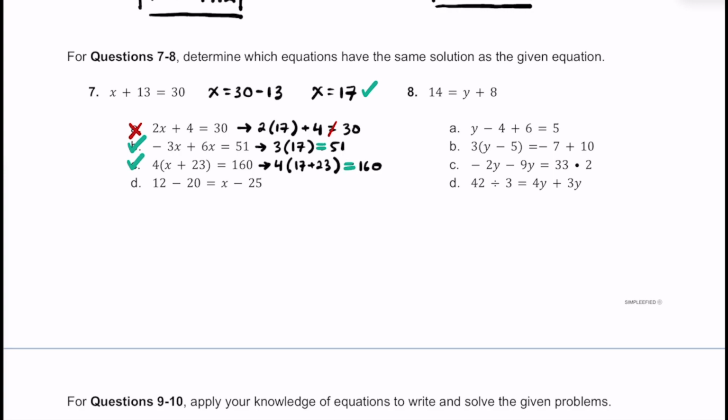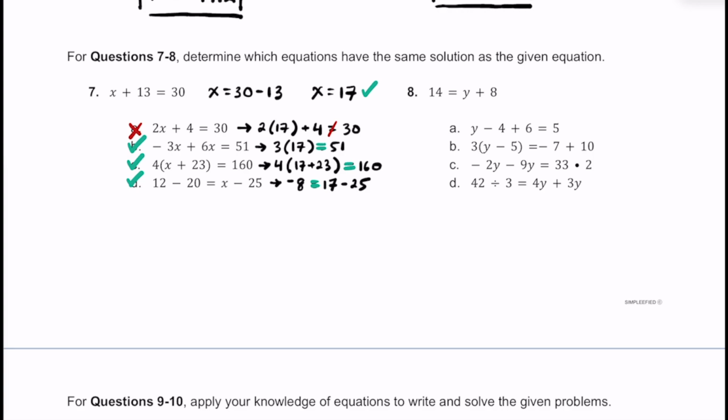For this last one here, for D, if we take a look at the left side, we have 12 minus 20. Now 12 minus 20 is negative 8, and on the right side, we have x minus 25. Well, we know x is supposed to be 17, so if we plug in 17 and take away 25, the question is, is 17 minus 25 also negative 8? Well, I think it is, right? Because if 25 minus 17 is positive 8, then 17 minus 25 should be negative 8. So this one also is going to have the same solution where x does equal 17. All right, so for all these, go ahead and solve them however you would like to. There's no specifics in terms of what you need or don't need to do here.